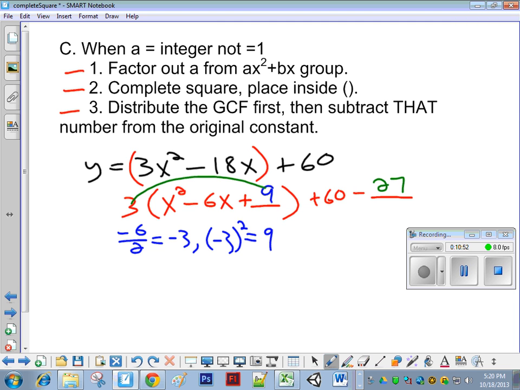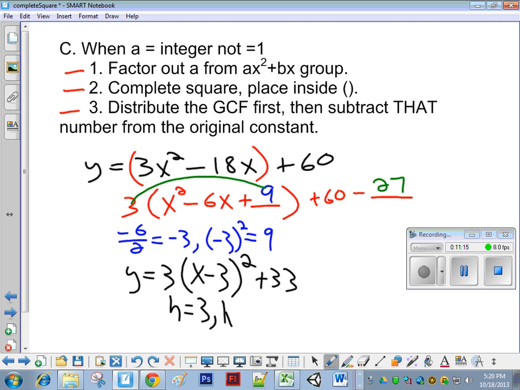So when I write my final equation, it should look like this. Y equals, the 3 is the A, that comes outside the parentheses. I'm going to have X, I'm going to subtract 3 from there. I'm going to square it. I'll combine 60 minus 27 to get a positive 33. My H value is positive 3. My K value is positive 33.